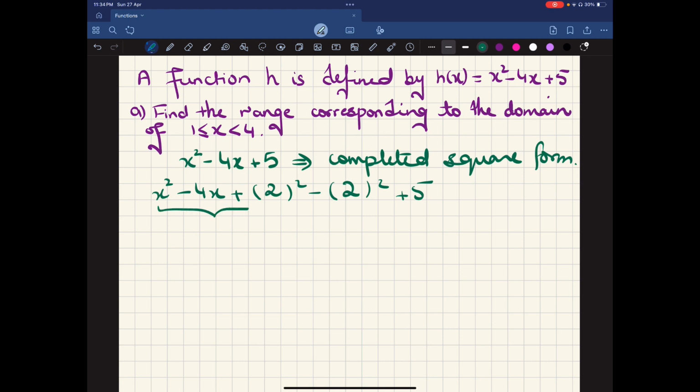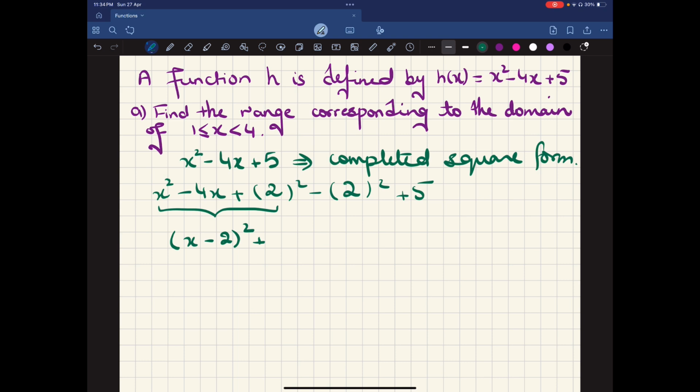So now this can be factorized and written as (x minus 2) whole squared, minus 4 plus 5 is plus 1. So this is the completed square form. Again, I hope all of you know that the turning point is going to be this. The x coordinate is going to be this value with the opposite sign, and the y coordinate is going to be this value with the same sign. So what is the turning point? 2, because it has a negative 2, we're going to change signs, and positive 1. So (2, 1) is the turning point of your graph.